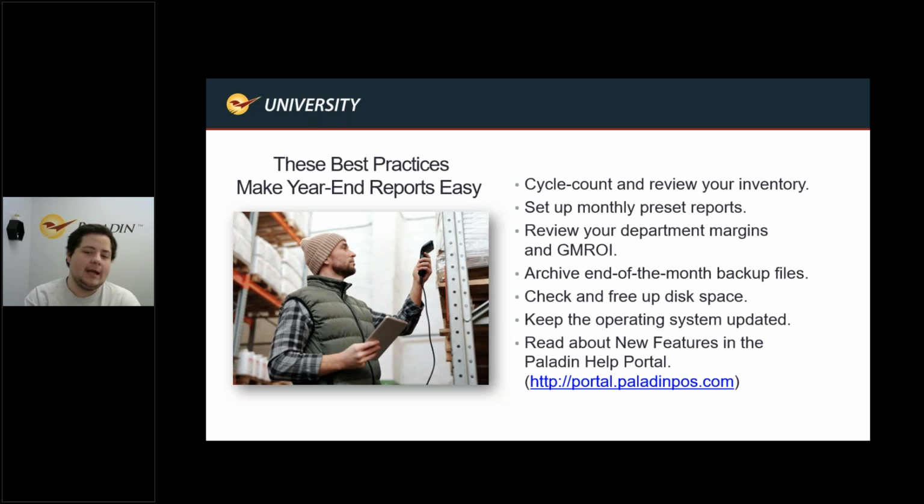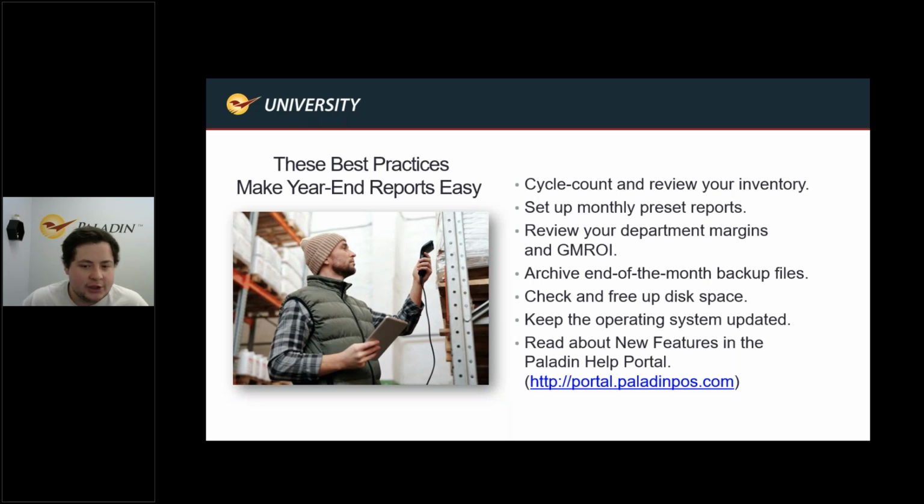Archive end of month backup files. Throw them in a folder, throw them on a flash drive. Some of these year-end reports can only be run at the end of the year. You don't want to email it to your accountant or someone like that and then have it get lost, and then all of a sudden, oh crap, I don't know where it's at, right? And you either have to call us, and we have to restore an old backup. It's a huge hassle.